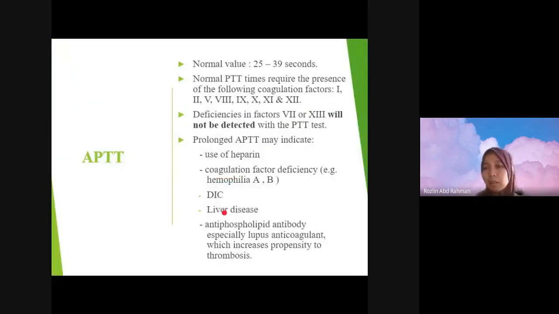So for APTT, the value is less than 30 seconds lah, around 30-35 seconds macam tu. Okay, so anything that affects the intrinsic pathways akan menyebabkan prolong of your APTT. Okay, kalau ada deficiency in factor 12, 11, 9, 8, 10, 5, okay, factor 2, factor 1, all these can prolong the APTT.